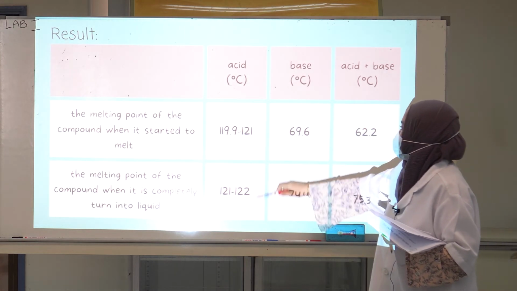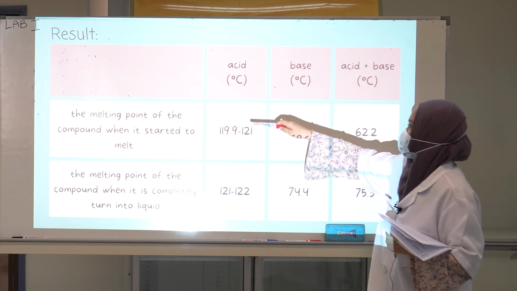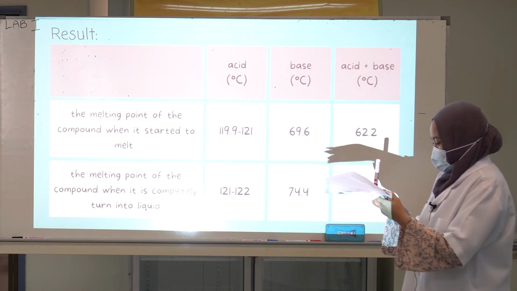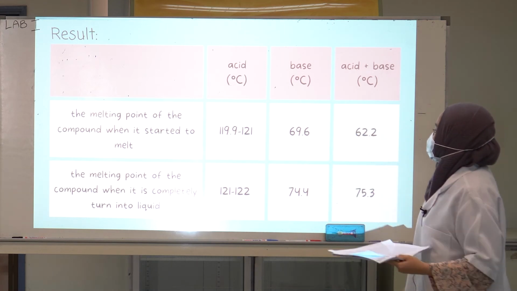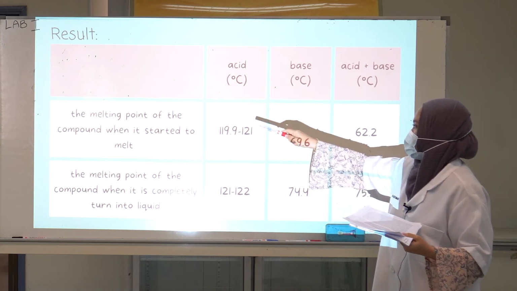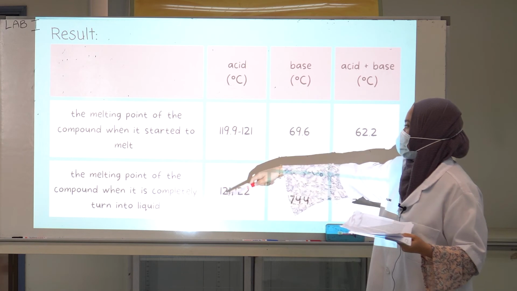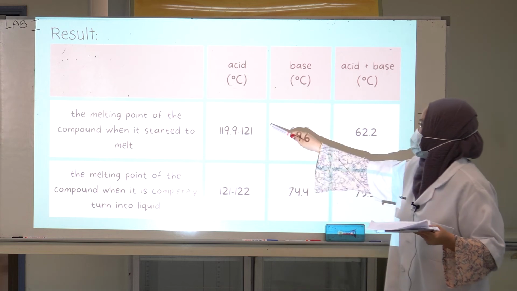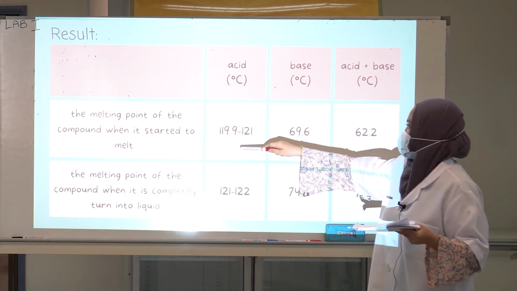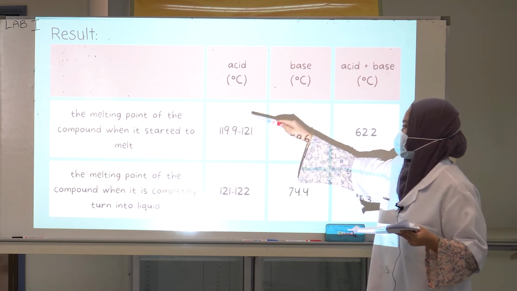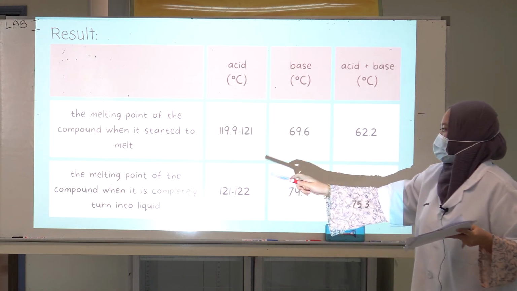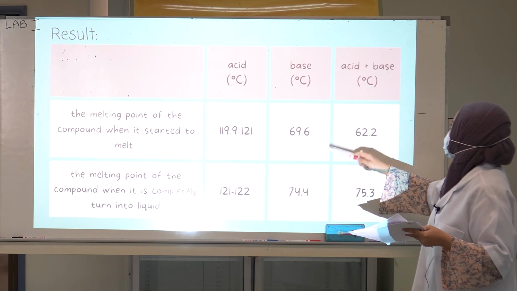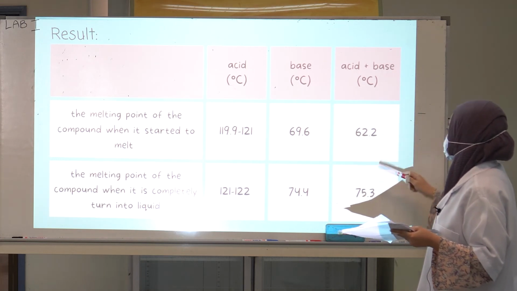If you guys see, there is a range in our result for acid. This is because we missed recording the melting point of the acid compound when it started to melt, and we also missed the melting point of the compound when it was completely turned into liquid. This is the range of where the acid starts to melt, and this is the range of when the acid is completely turned into liquid. And this is our result for base and also the mixture of acid and base. Next.